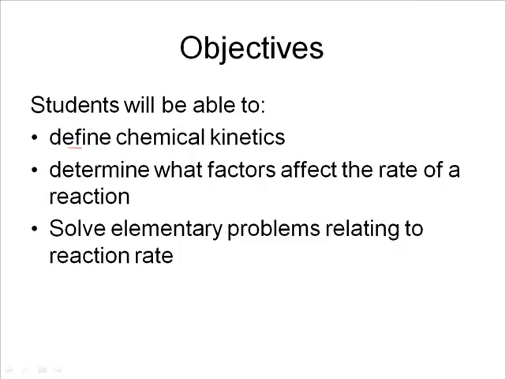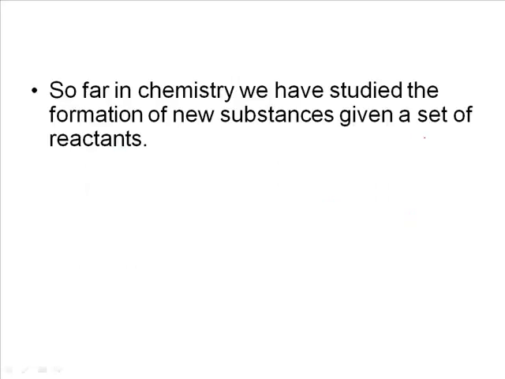So we're going to talk about what chemical kinetics is. We're going to talk about some of the factors that affect the rate, meaning speed, of a reaction, and then we're going to look at a few problems.